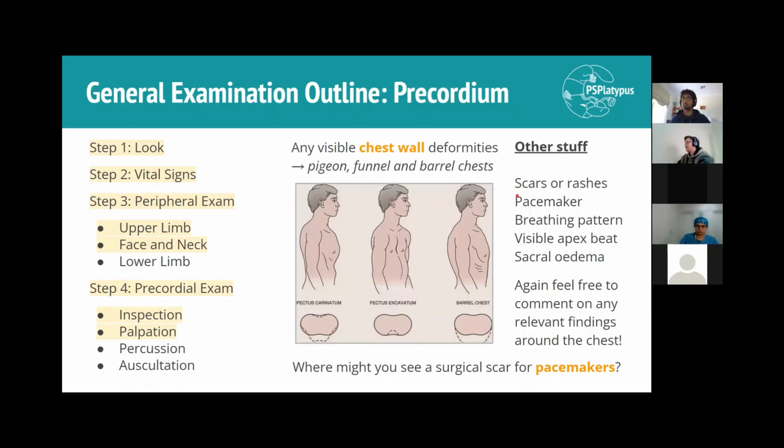Other stuff, just general things you're all familiar with: scars, rashes. You notice any pacemaker, and you won't be able to see the pacemaker. You might hear evidence of it from the patient, but the way you can see the pacemaker is you can think about surgical scars. So usually under the clavicle on either side, you might see that scar for when they inserted it. Breathing patterns, again, an indication of right-sided.